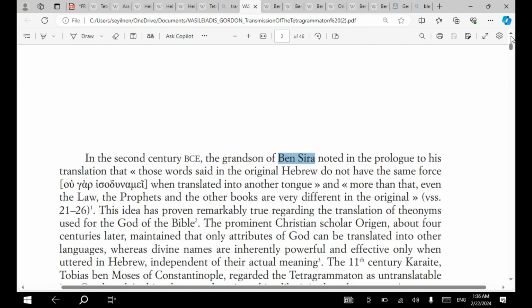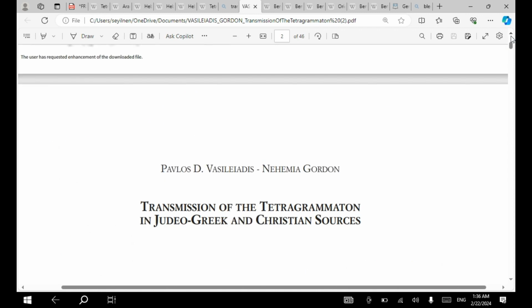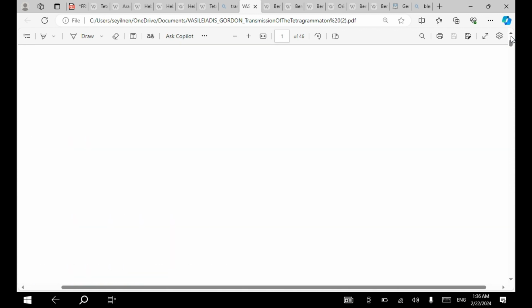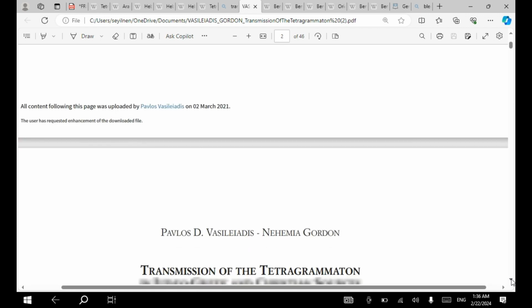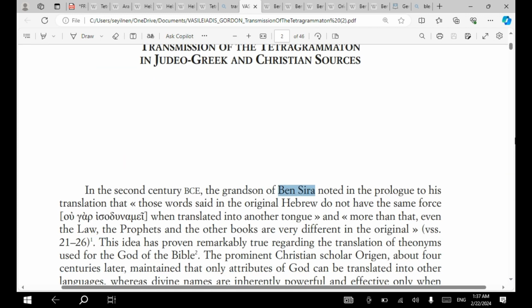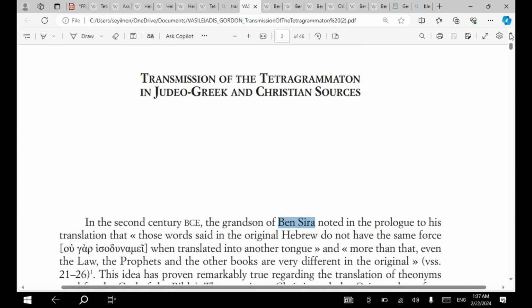This is ResearchGate. I'm going to link it in my comment section. If you want to read it, you can go ahead and read. It's very important. We are going to fish out many things here in ResearchGate. Let's look at this: The Transmission of the Tetragrammaton in Judeo-Greek and Christian sources.